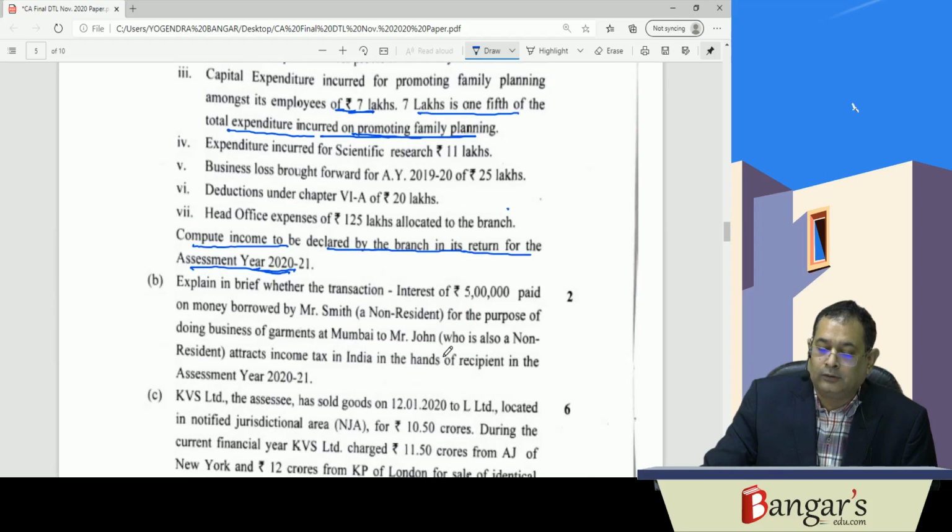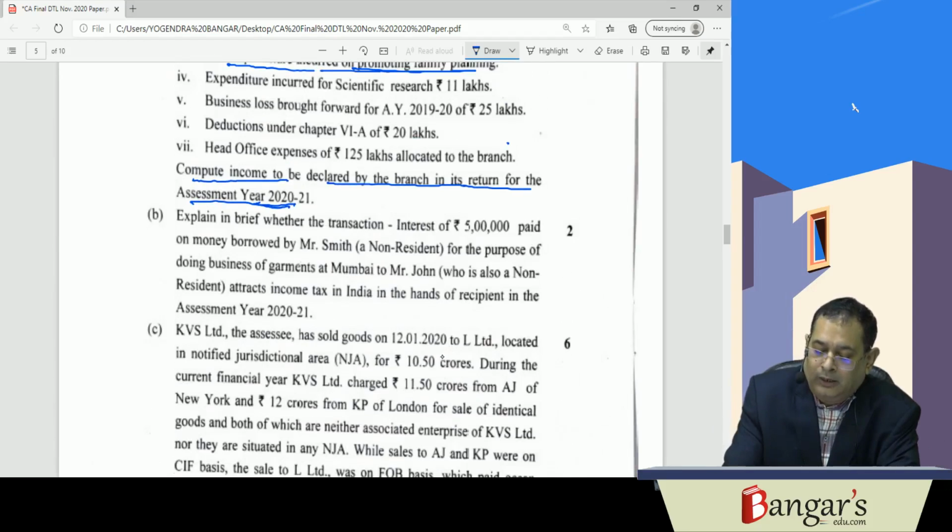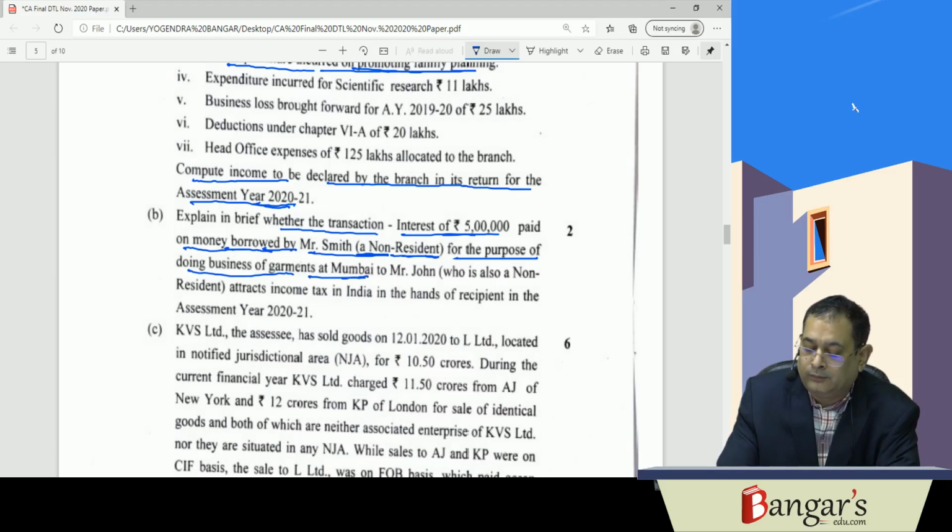Then the next question is: explain in brief whether the interest of 5 lakh paid on monies borrowed by Smith, an NR, for the purpose of the garment business in Mumbai, to Mr. John, who is also an NR, attracts income tax in India in the hands of the recipient.